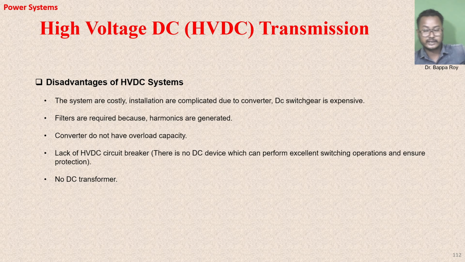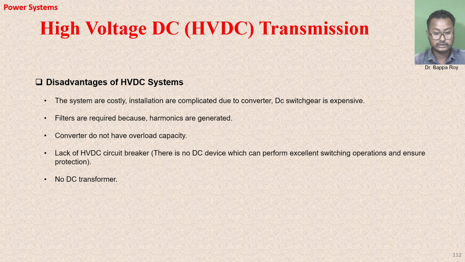We are not comparing AC with AC here totally. Installations are complicated due to converters, because converters are needed at the sending end as well as the receiving end. First AC to DC, then DC to AC we are converting. DC switchgear is expensive and filters are required, because harmonics are generated in this DC line. If we don't use a filter, the harmonics will be transferred to the AC line also. Then it will affect the equipment connected in AC at our homes, at consumers.